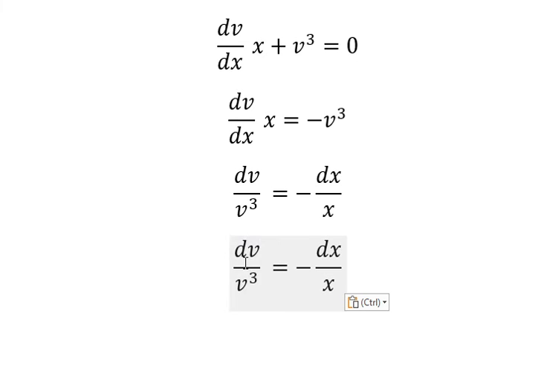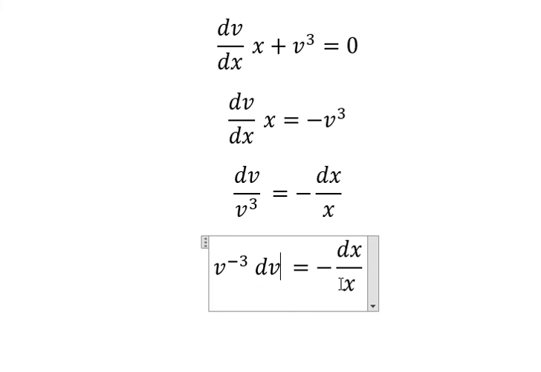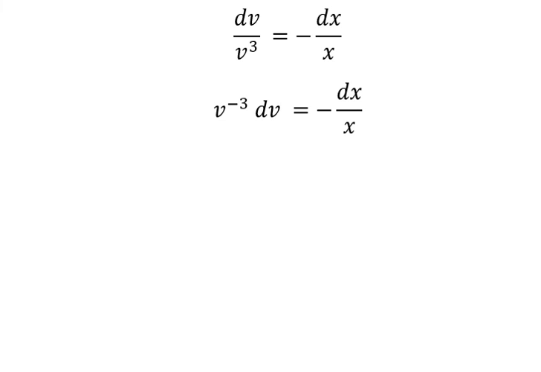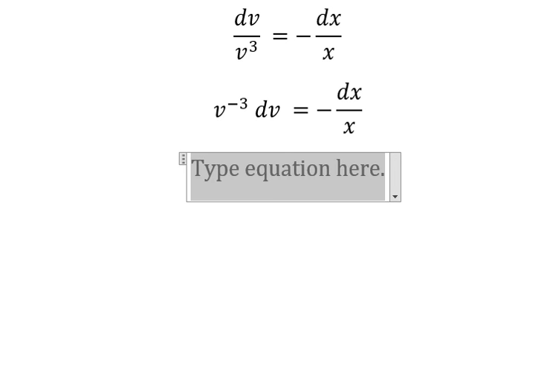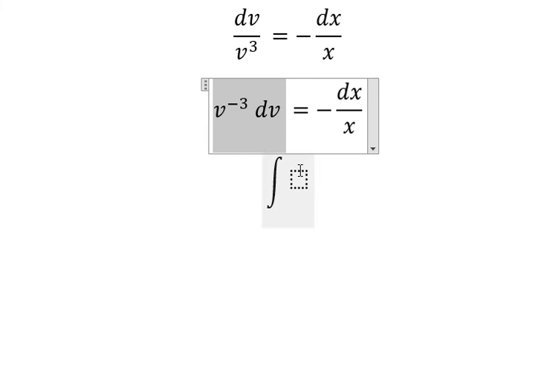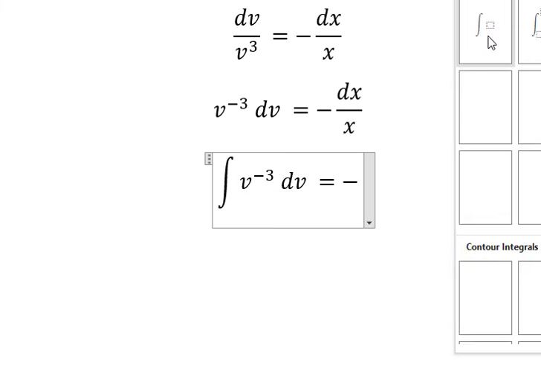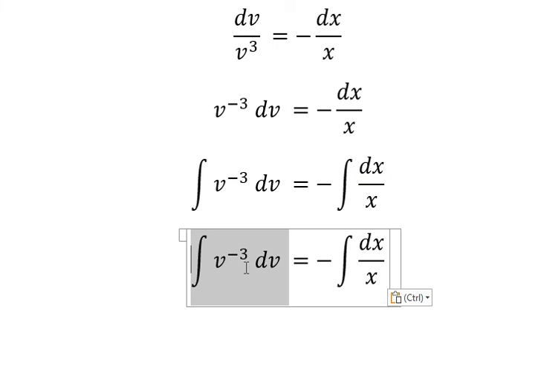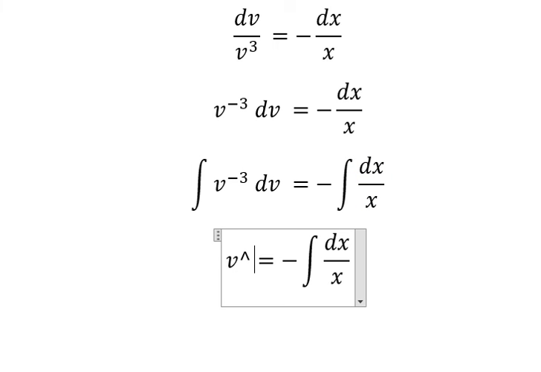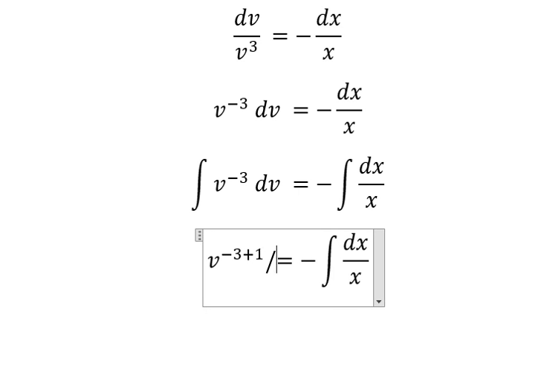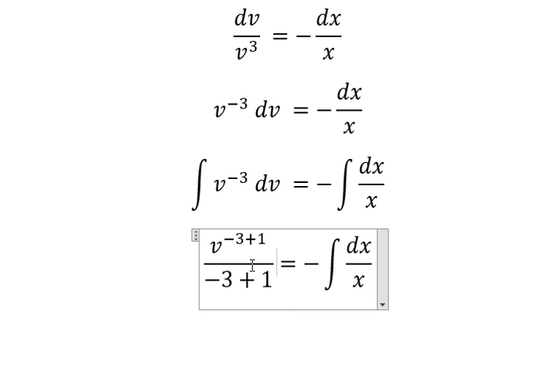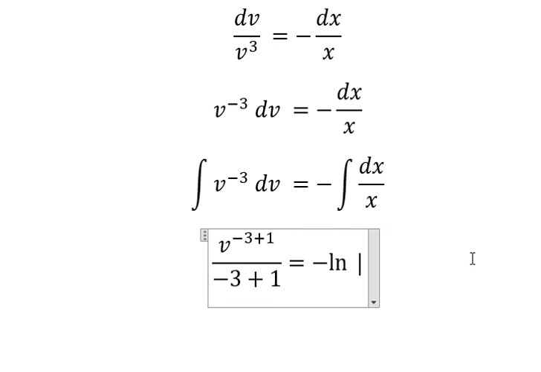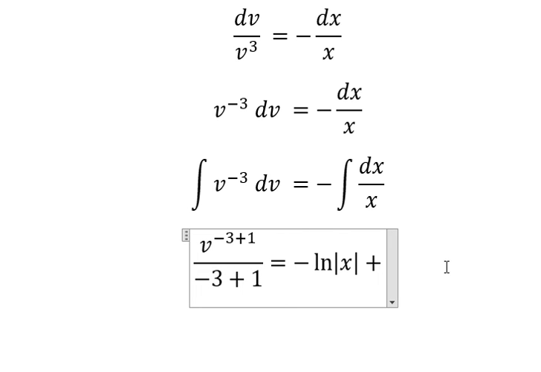Next, about this one we have v to the power of negative number 3 dv. Next, I will put the integration for both sides. So the integration of this one, we have v to the power of negative number 3 plus 1 over negative number 3 plus 1. The integration of this one, we have ln of the absolute value of s, and then I will put c.